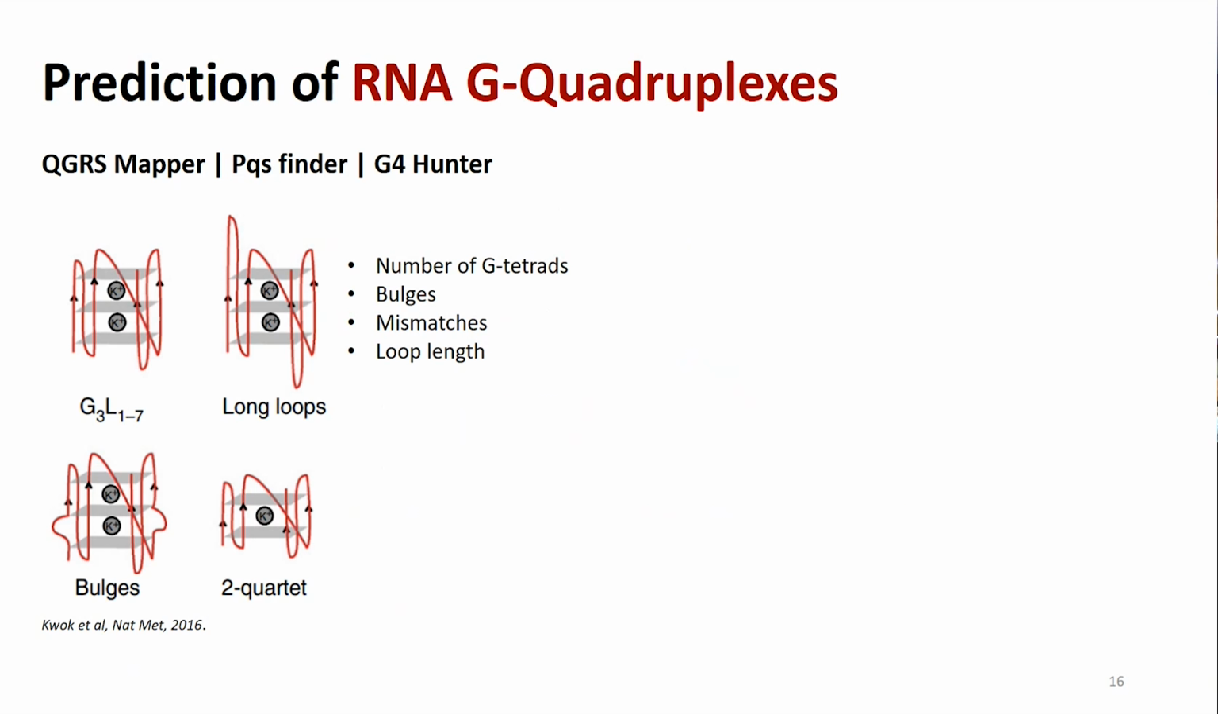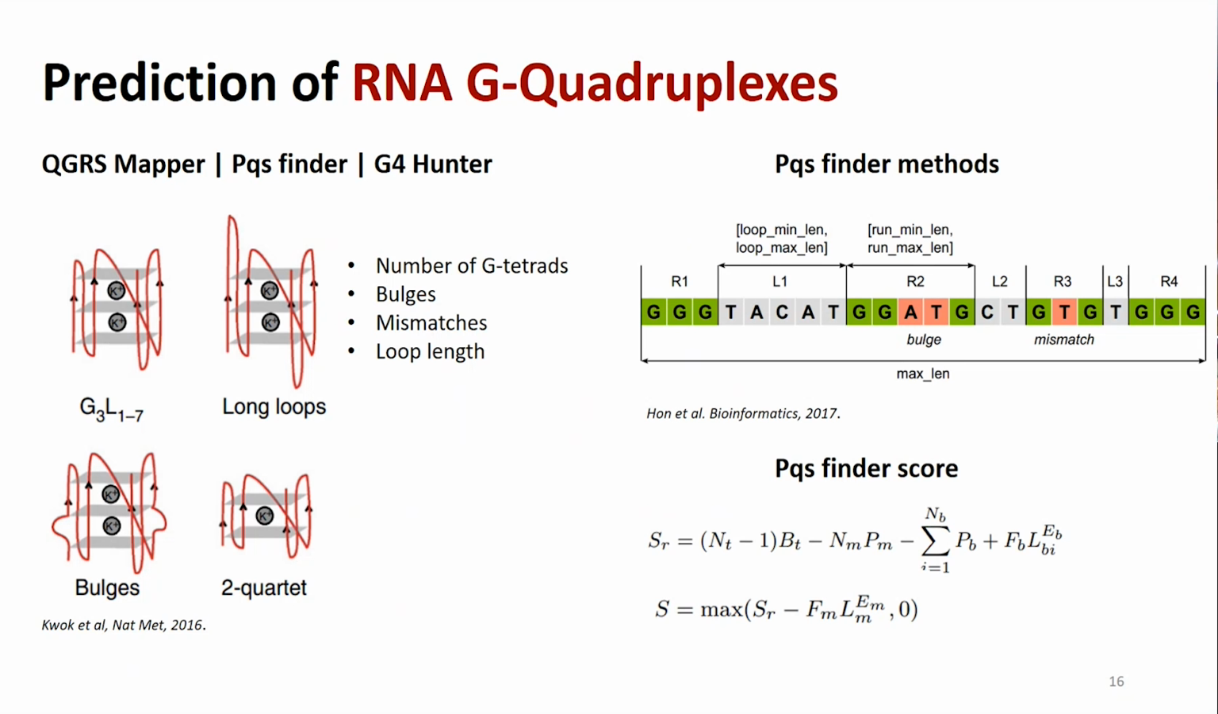And then we also added predicted RNA G-Quadruplexes. We used three different tools that take into account the number of G-tetrads, the bulges, the mismatches, and the loop length. Here is an example of the calculation of a score to predict an RG4. Basically, it's the number of tetrads minus the score for the mismatch and minus a score for the bulges. And after this, you have a calculation for the loop length.